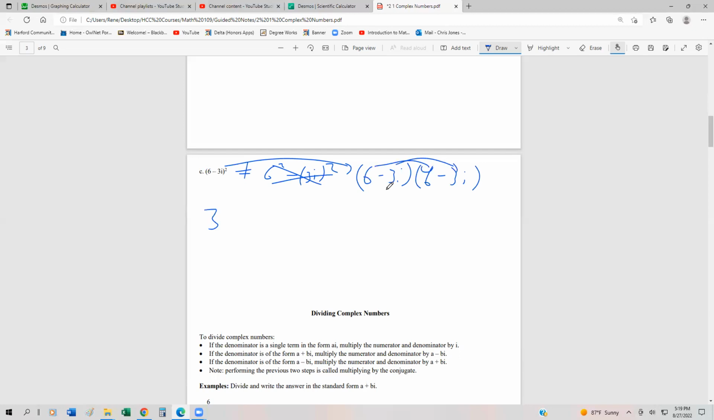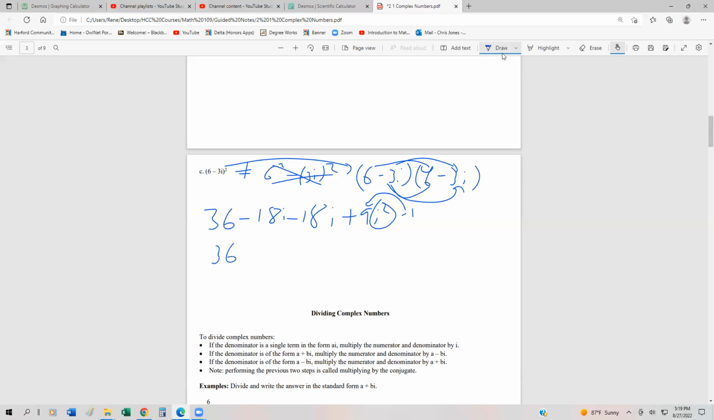So we have 6 times 6 is 36. 6 times negative 3i is negative 18i. I'm sorry, negative 3i times 6 is another negative 18i. And then finally, we have negative 3i times negative 3i is positive 9i squared. Again, we have an i squared, which is a negative 1. And so that's going to change the positive 9 to a negative 9.